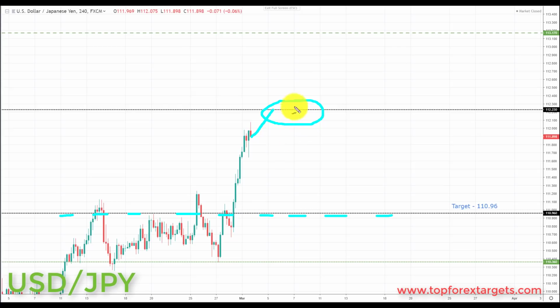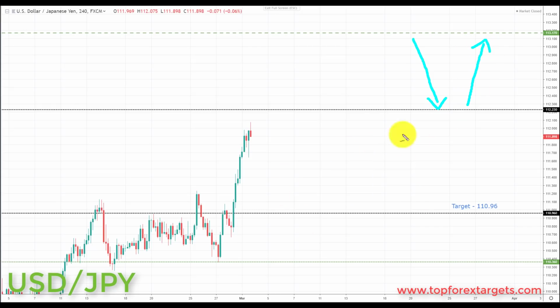And if we get the right kind of bearish formations and patterns in this area, we're going to be looking at initiating shorts back down to the key area of near-term support at the 110.96. Now, just something to note with the US dollar Japanese yen, we saw last week the US dollar index decline to the downside, and at the same time we had the US dollar yen moving to the upside.